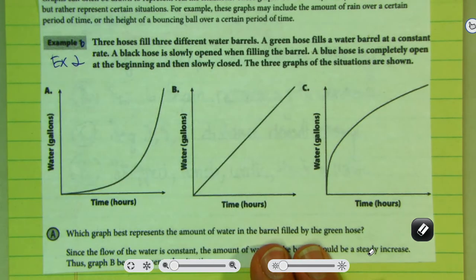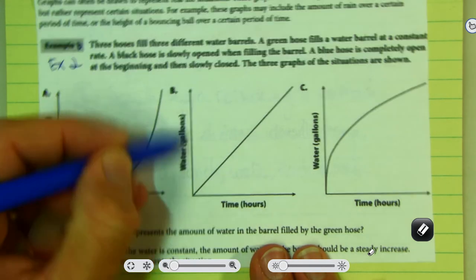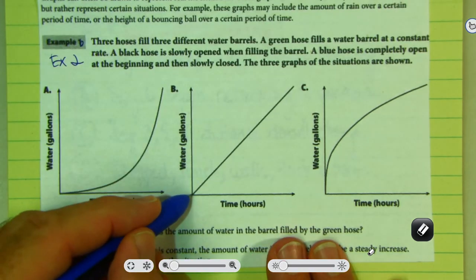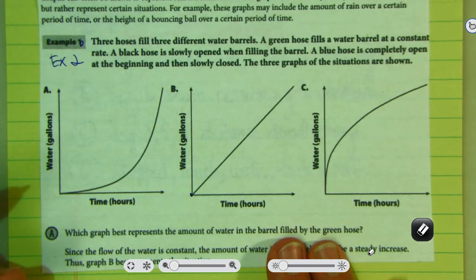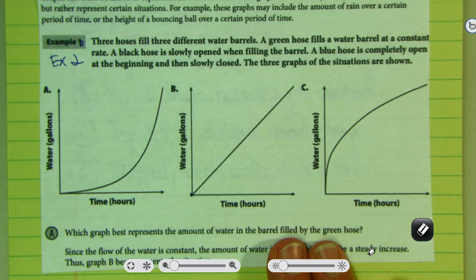What makes it the constant rate? Well, the line is straight. And we're comparing time to the amount of gallons coming out of that hose. And we know that before we turn it on, the time is 0 and there's no water coming out of it, and then we turn it on, but that's a constant rate. So a straight line shows us that, okay?